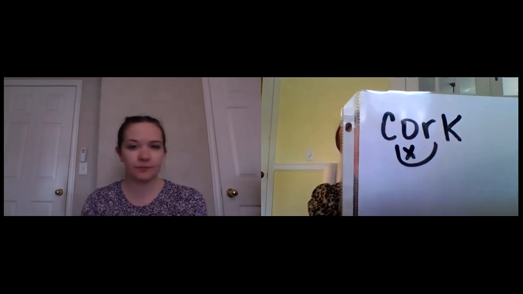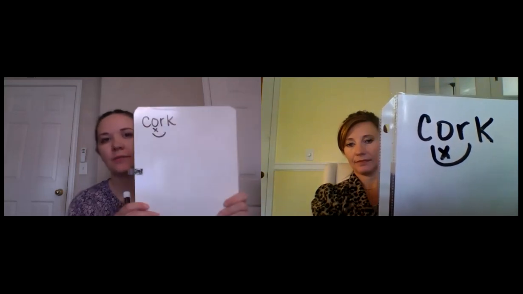Again, we're going to write in list form, so starting at the top of your board and going down each time we write a new word. Make sure you're marking everything from left to right. When you're ready, go ahead and show your board. They stuck a cork in the bottle so nothing would fall out.